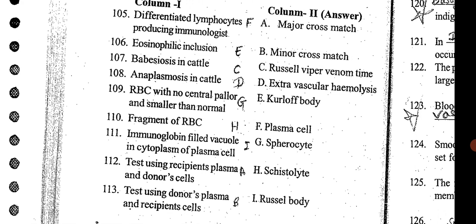If the plasma cell has a vacuole and this vacuole has immunoglobulins, which are of 5 types: G, A, M, D, E. So these are the 5 types of immunoglobulin. If any of these immunoglobulins is within the vacuole of the plasma cell, then it will be the Russell body.